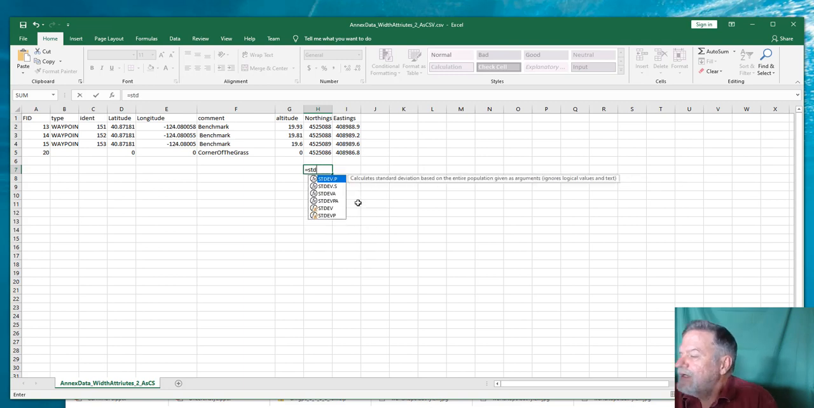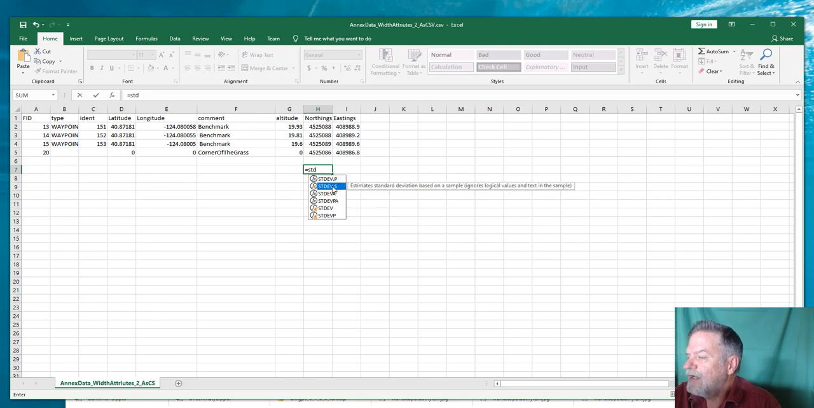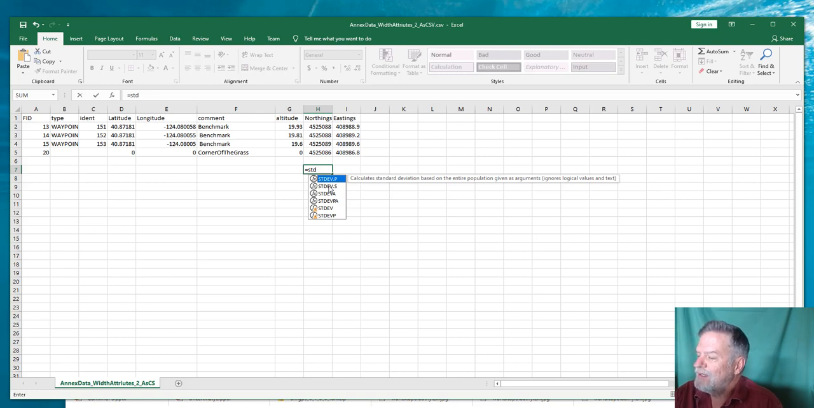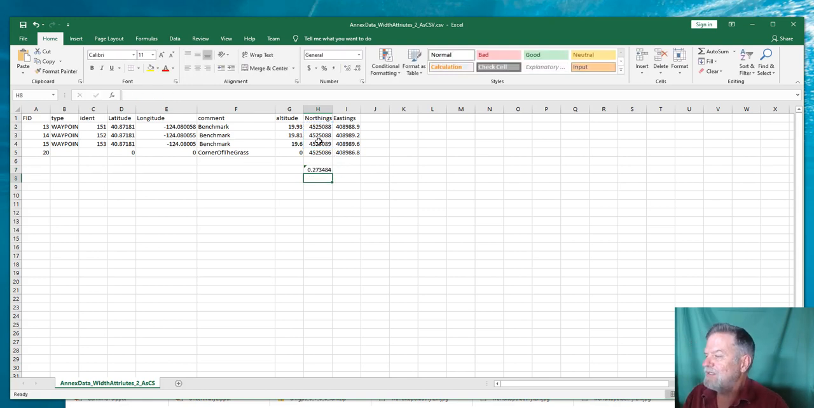Now, here's a question. It has one for a population, the entire population, and another one that includes standard deviation based on a sample. So those are actually two different ones. You want to ask the question, which one are we computing here? Well, since we've only got points that are around our corner of the grass, our benchmarks, I would go ahead and argue that this is based on the entire population. And those are slightly different, especially for a small number of points. Then we can go ahead and select our values. Notice I didn't select the corner of the grass.